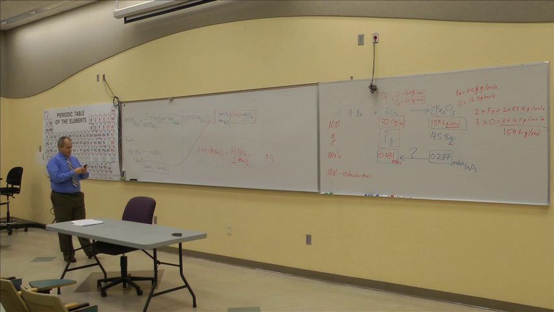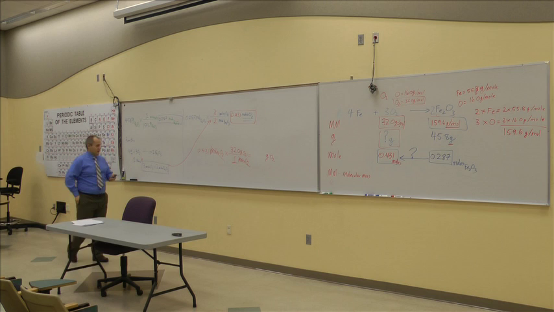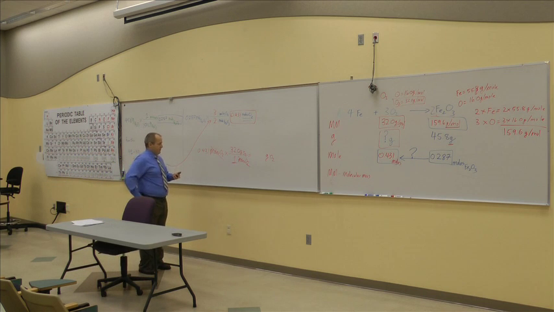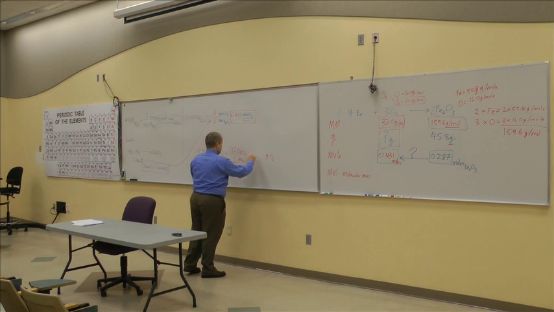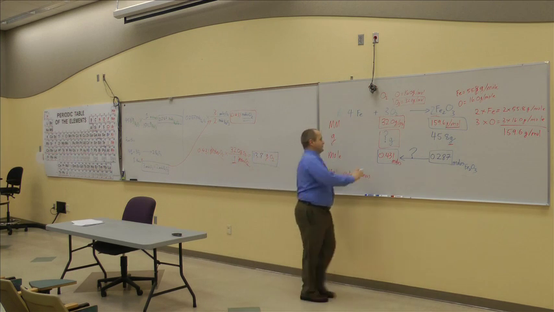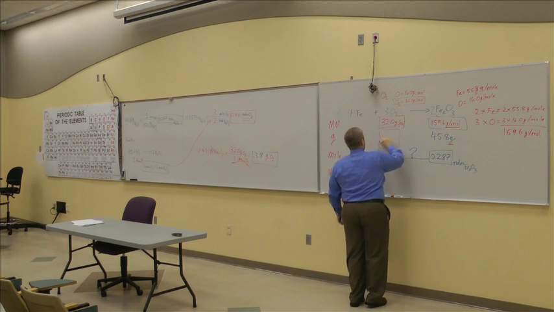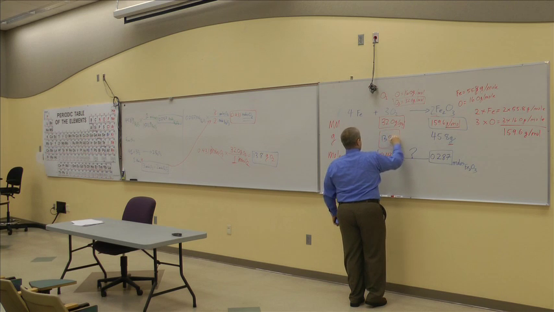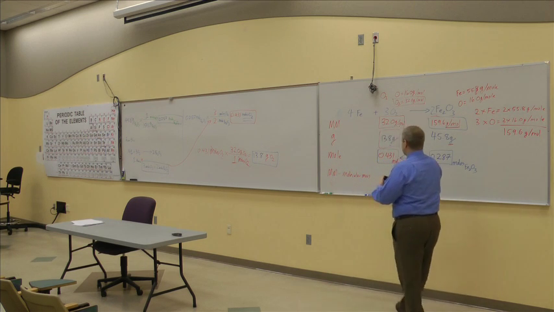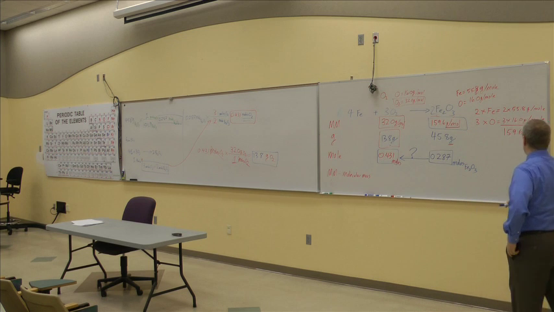Please, for my sake, put a box around your final answer just so I can see it quick. If I have to dig for it, I'm half likely not to see it. And that's a bad thing. 13.8 grams. Even stick it in your table if you want to. 13.8 grams of O2. That's how it's done.